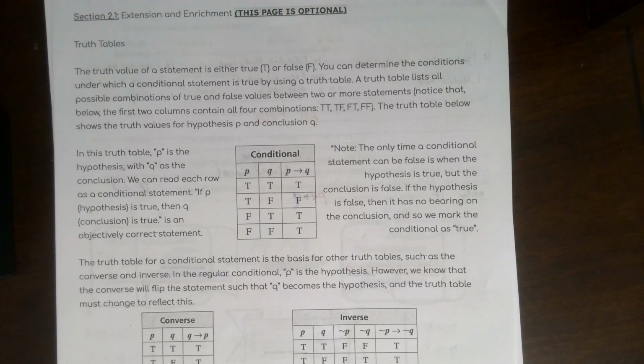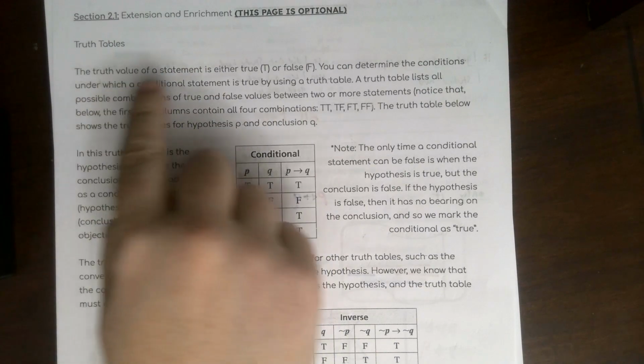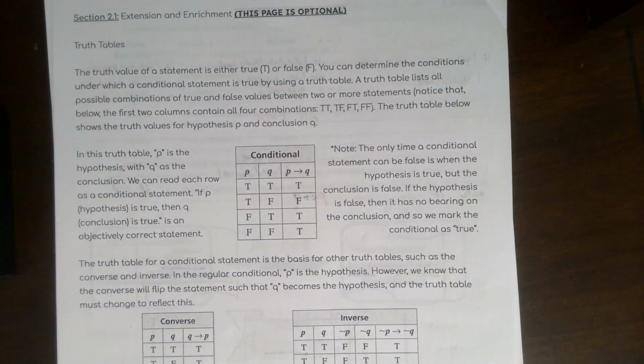Truth tables. Truth tables are a way of organizing our thoughts when it comes to things like the conditional, the inverse, the converse, the contrapositive, because they're very difficult to keep track of. We know that a truth value of a statement is either true or false. A truth table lists all of the possibilities for true and false in a table. Every combination is down there.